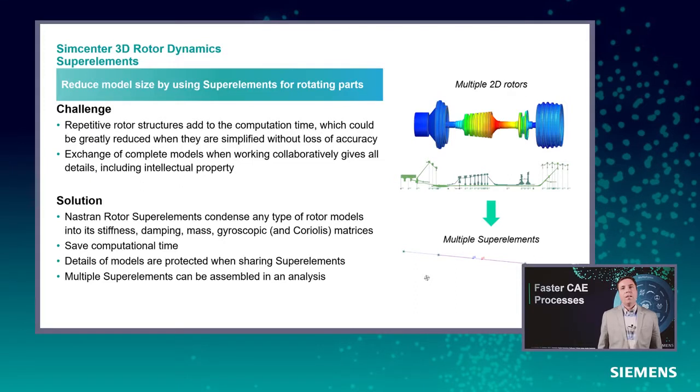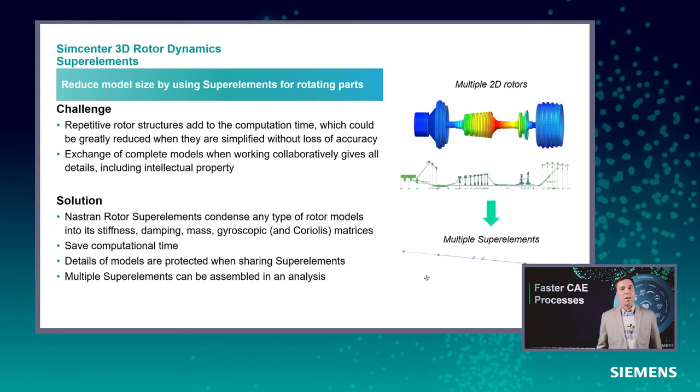Beyond user interface enhancements, we also continue to find ways to make CAE processes faster for specific application areas. In Simcenter 3D 2021.1, we've added the ability to reduce model size and computation time through the use of superelements for rotor dynamics simulation. A superelement is a condensed model made of matrices and vectors. Superelements reduce the model size and thus overall computation time during the solve.